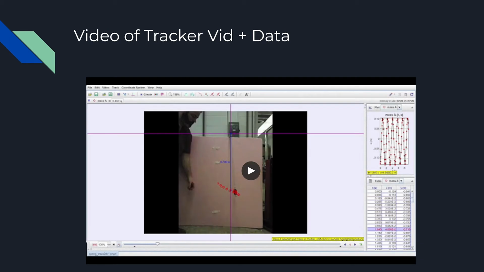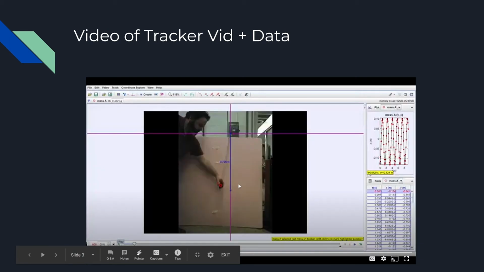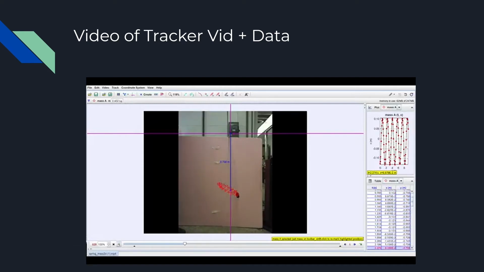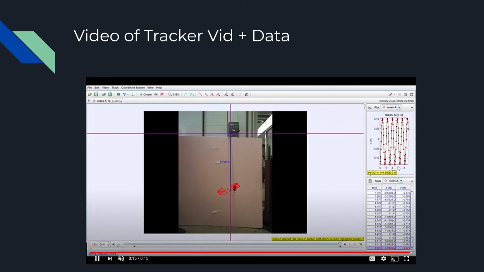So here's a video of my tracker data that I used. As you can see here, I basically treated the mass as a point object and mapped it out as the x swung left and right, whereas the y oscillated up and down. And that is how I got my experimental data.